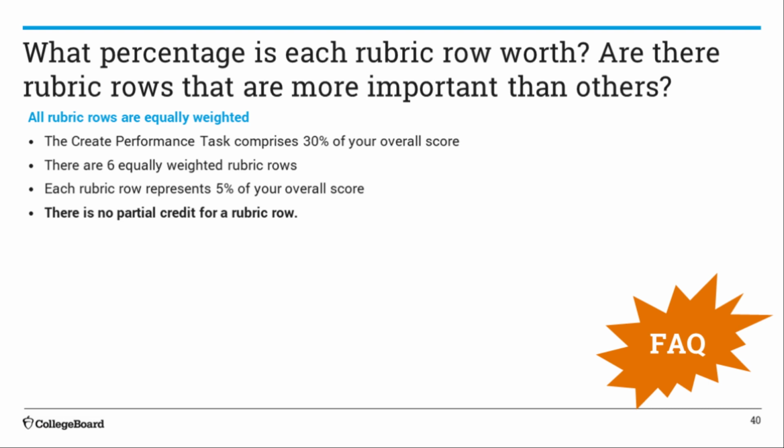Some people have also asked, is there partial credit on a rubric row? And the answer is no. This is a binary rubric. So either you meet all the criteria and you earn the row, or you do not. So be sure that you have looked at each one of the bullets for the criteria and that you are answering each one of those.